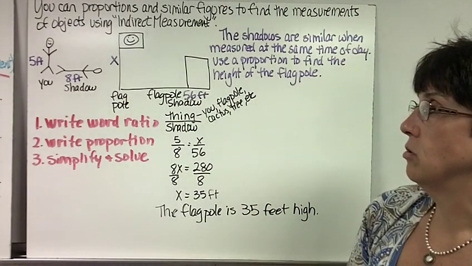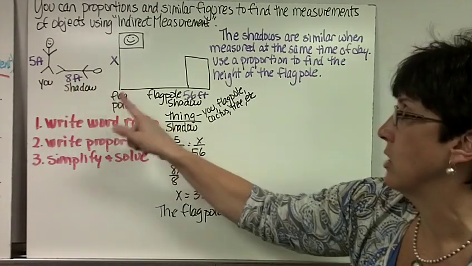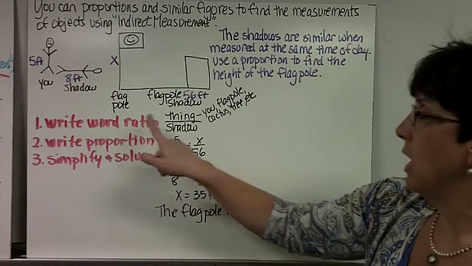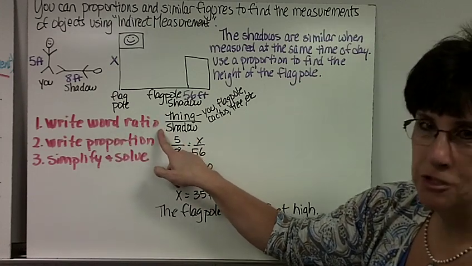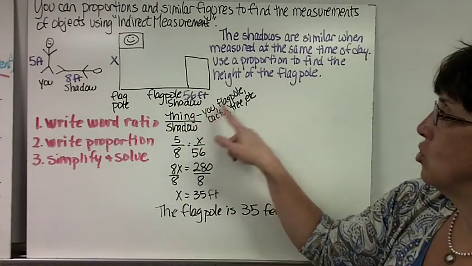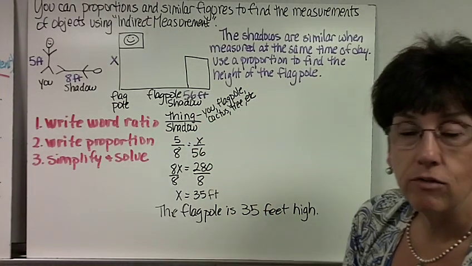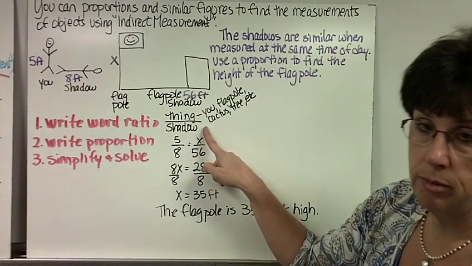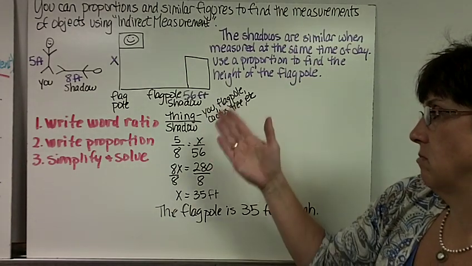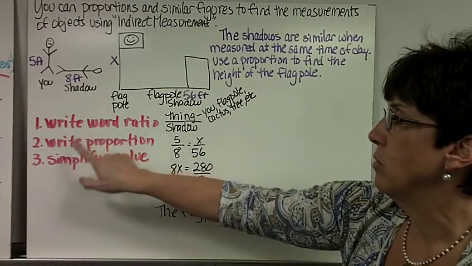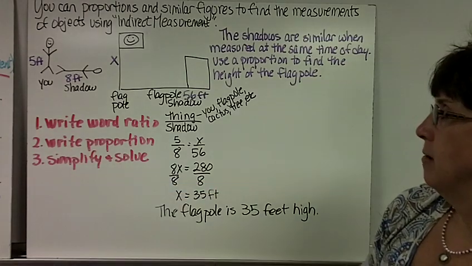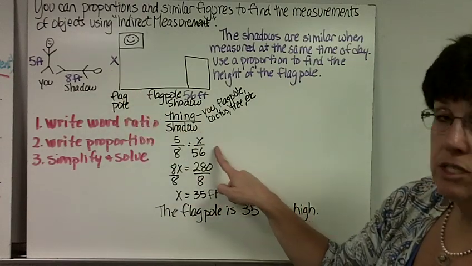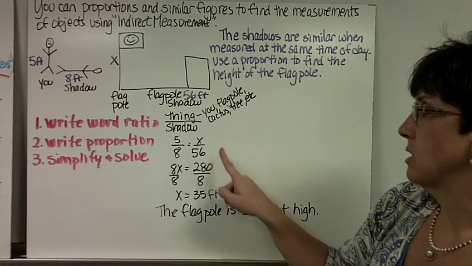So you measure how long your shadow is, or have a friend measure that, you measure the flagpole's shadow, and then you can set up a word ratio. I always write thing over shadow, because you know how I love to write the word thing. The thing can be you, a flagpole, a cactus, a tree, whatever, something tall that you can't measure right now. And I always write the shadow in the denominator. You don't have to, but I'm just consistent that way. So write the word ratio, write the proportion, simplify, and solve. This thing over shadow is 5 over 8. This thing over shadow is x over 56. So 5 over 8 equals x over 56.